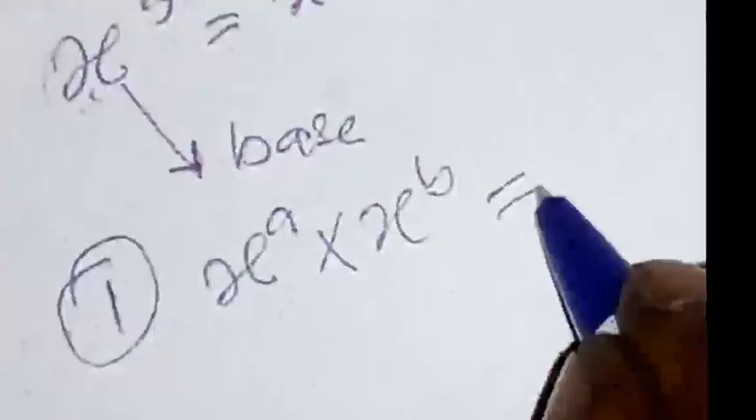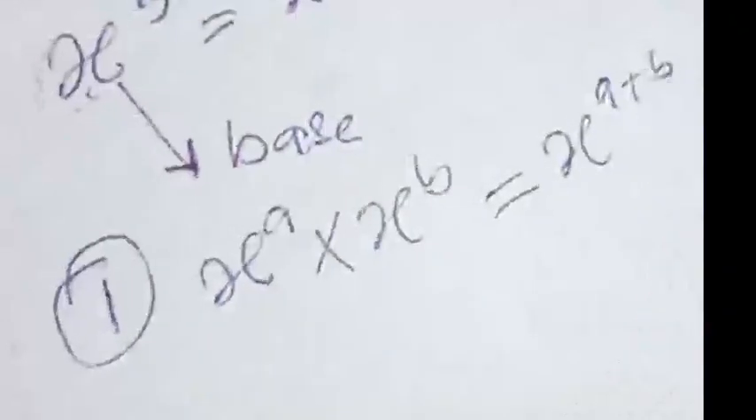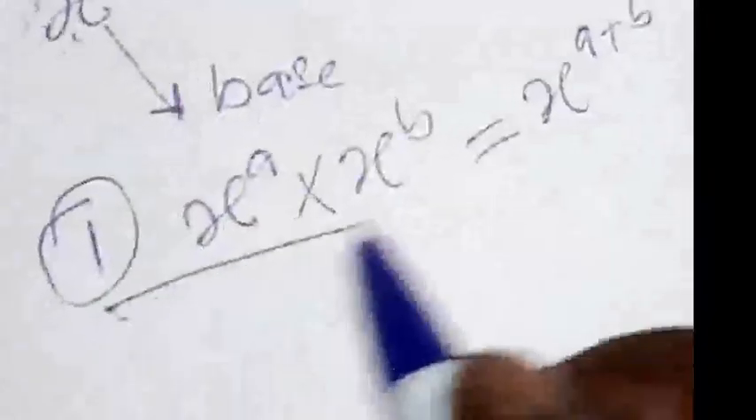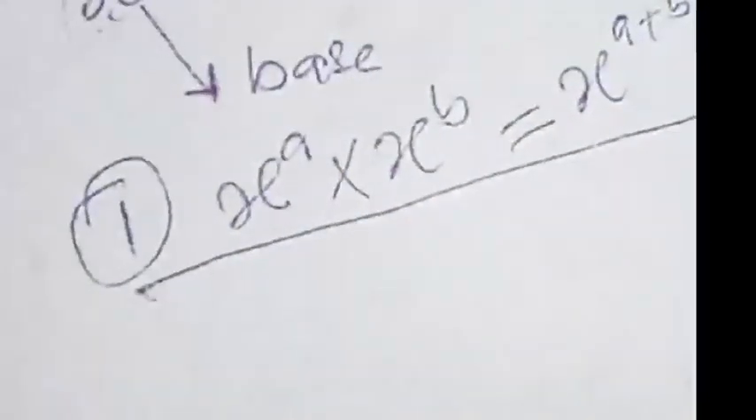Addition law says that whenever you have x power of a times x power of b, this can be simply expressed as x power of a plus b. This is what we call addition law. Let us see an example on how to apply addition law.